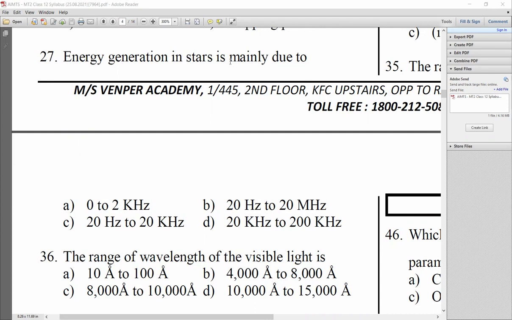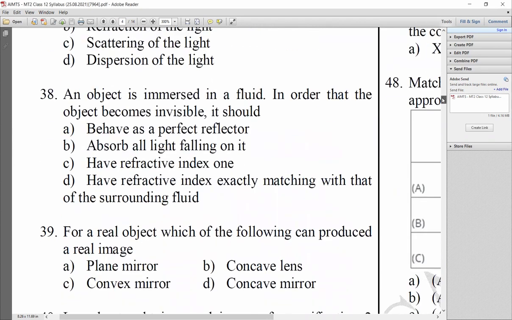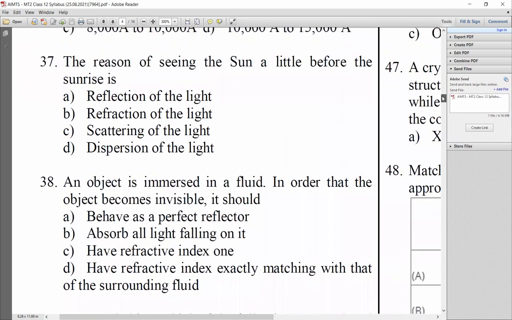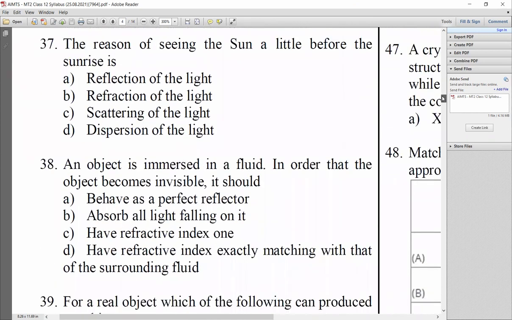Now, coming to question number 37. The reason of seeing the sun a little before the sunrise is due to reflection of light? No. Refraction, which is bending. Scattering of light, dispersion of light. Or answer will be refraction of light. Light bends, right? Light bends.